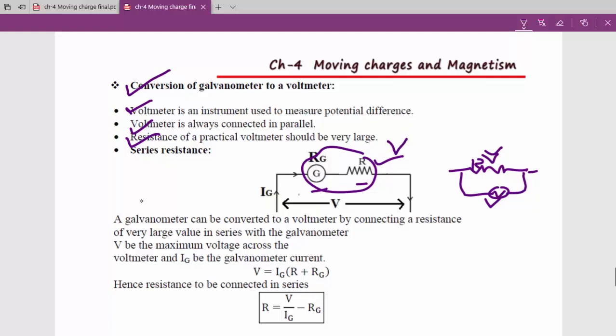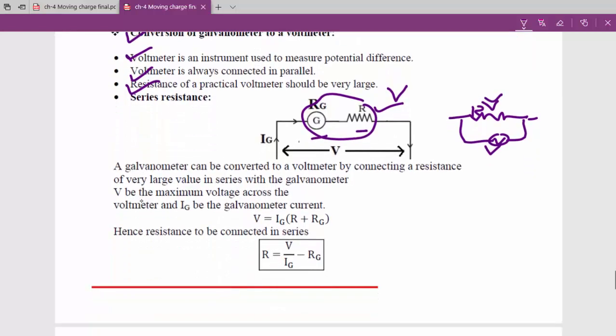Then what is the formula for the high resistance? The formula for the high resistance is R equal to V by Ig minus Rg, where V is the converted range, 0 to V volt. What is Ig? The current through the galvanometer for full scale deflection, and Rg is the resistance of the galvanometer. You can also write the formula as R equal to V by Ig minus G. This is also one formula. Instead of Rg I am using capital G, and instead of capital Ig I am using small g.